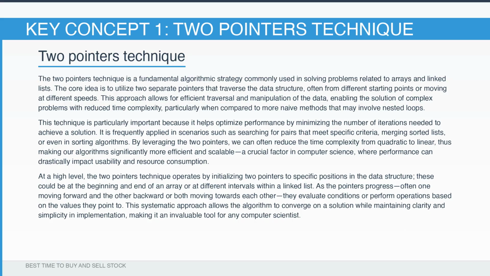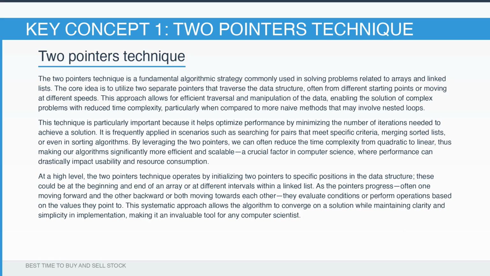By doing this, you can often reduce the time it takes to find a solution, shifting from a slower quadratic approach to a much faster linear one. The beauty of the two pointers technique lies in its simplicity and effectiveness. It helps streamline processes like merging sorted lists or searching for pairs, making it a fundamental tool for any computer scientist. Understanding this technique not only enhances your problem-solving skills, but also prepares you for more complex algorithms in the future.